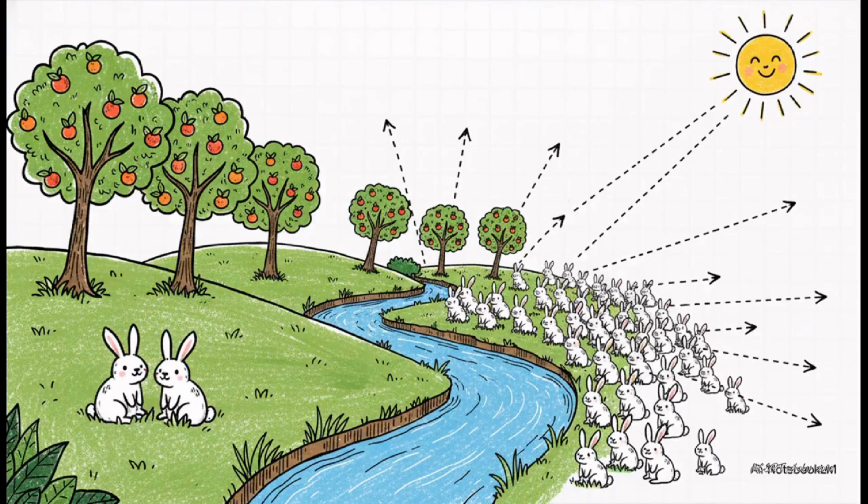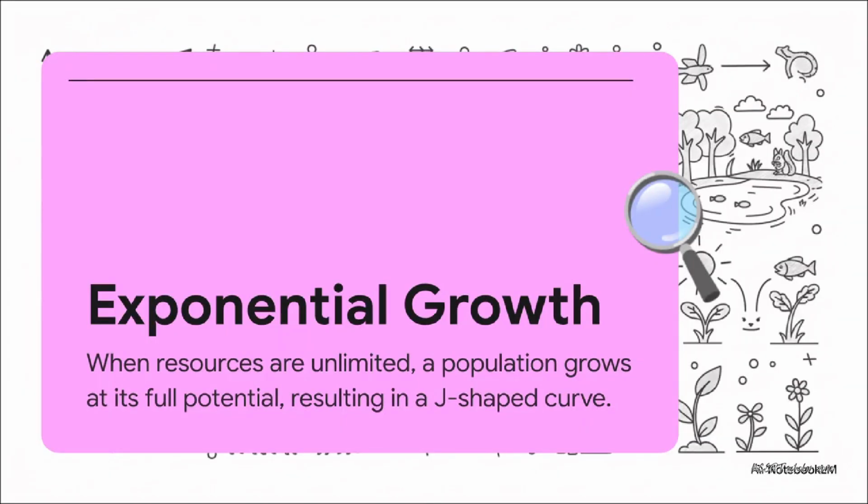So let's imagine a perfect world for a second. Let's say a species has all the food it could ever want, endless space, and zero predators. What do you think happens to its population? Well, the growth is just explosive, totally unchecked. Ecologists have a name for this, exponential growth. And if you graph it, you get this really distinct J-shaped curve that shoots straight up. It represents the absolute full-throttle reproductive power of a species.